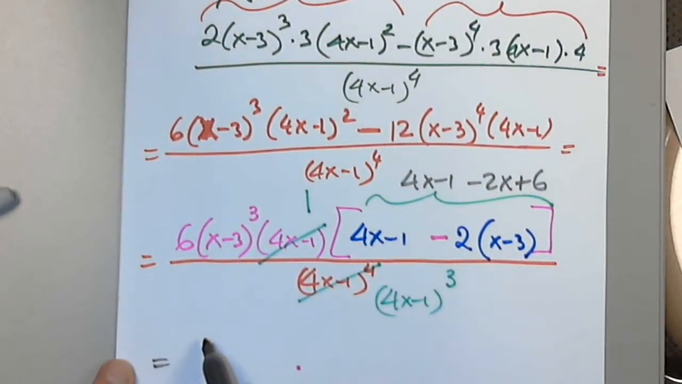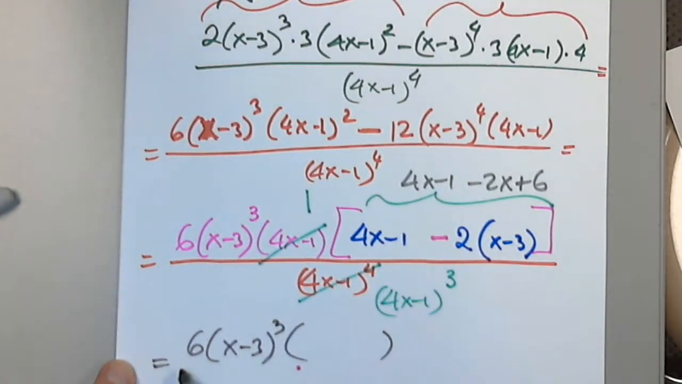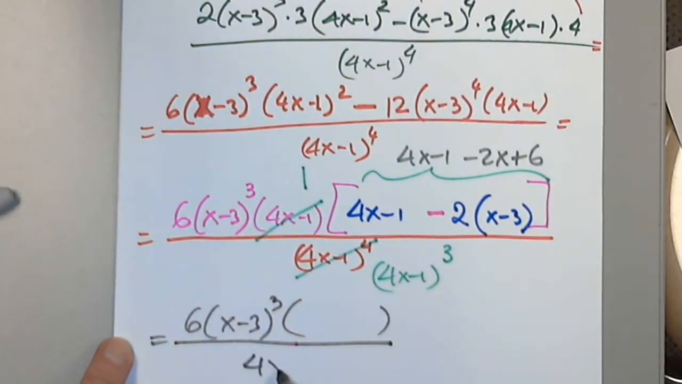So therefore the simplified form is 6, x minus 3 cubed. And please give me the simplified form of the top, and then 4x minus 1 to the 3rd. And this is done. There's nothing else we can do here.